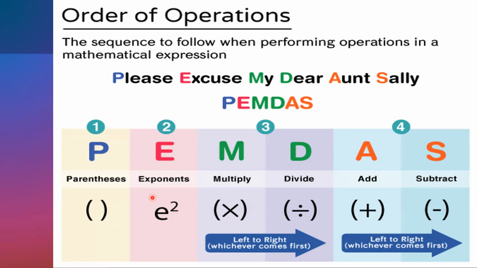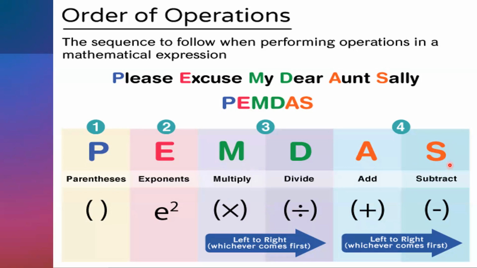And then notice we have multiplication and division. Now, some people think that multiplication comes before division, but that's not always true. We do multiplication and division from left to right because they are equally weighted. So whichever one comes first, that's what you do. If multiplication comes first from left to right, then you do multiplication. If division comes first from left to right, then you do division.